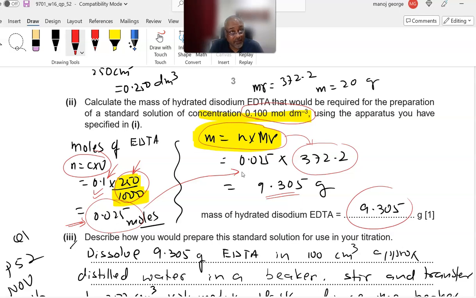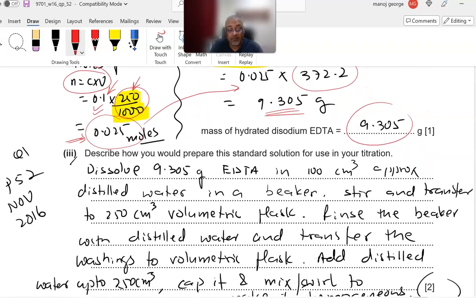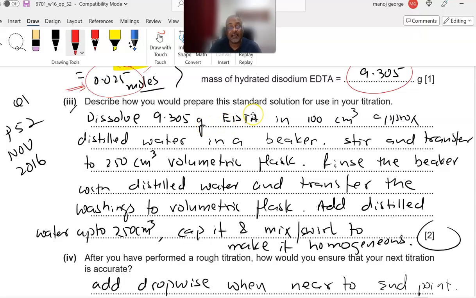We have the MR of EDTA given in the previous page, as I mentioned, and that's the reason why we get 9.305. So that's how this answer is calculated. And now the next question here talks about how will you prepare this standard solution? Now, this is an experimental procedure.